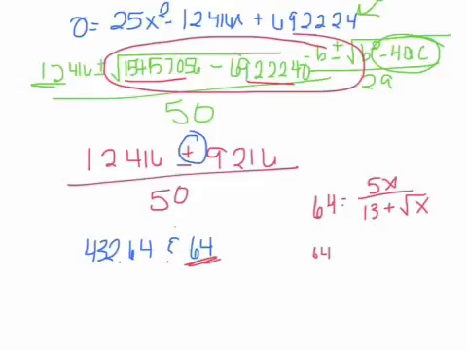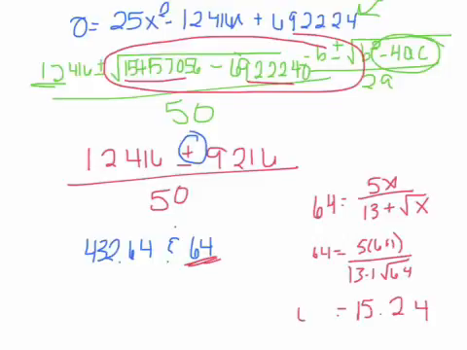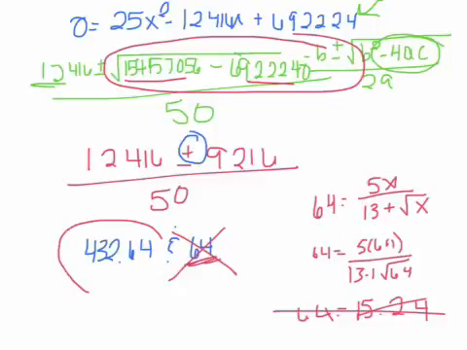So 64 equals 5 times 64 over 13 plus the square root of 64. When I did that, I got 15.24, and that does not equal 64. So I can eliminate that answer; it is not going to be correct. When I put in this answer right here, that answer did give me the correct answer. It gave me exactly 64. So that would be my final answer.